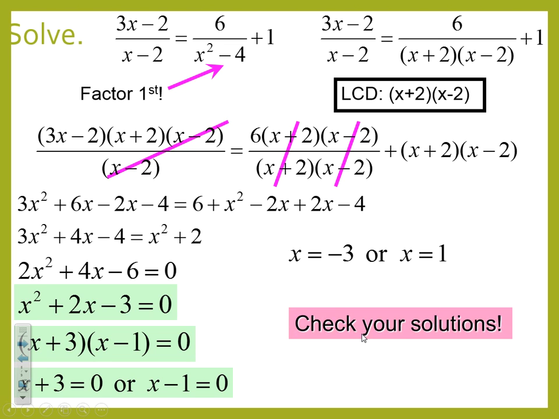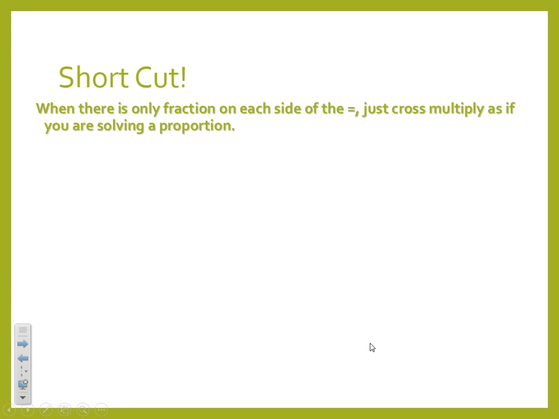And we want to check our solutions to see if we have any extraneous solutions. And so when we check our solutions, we see that both work. So negative 3 and 1 are both of our solutions.